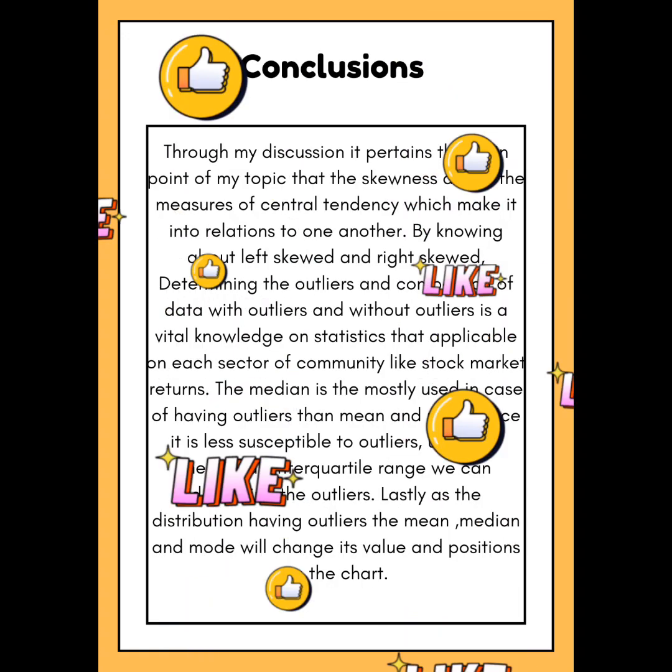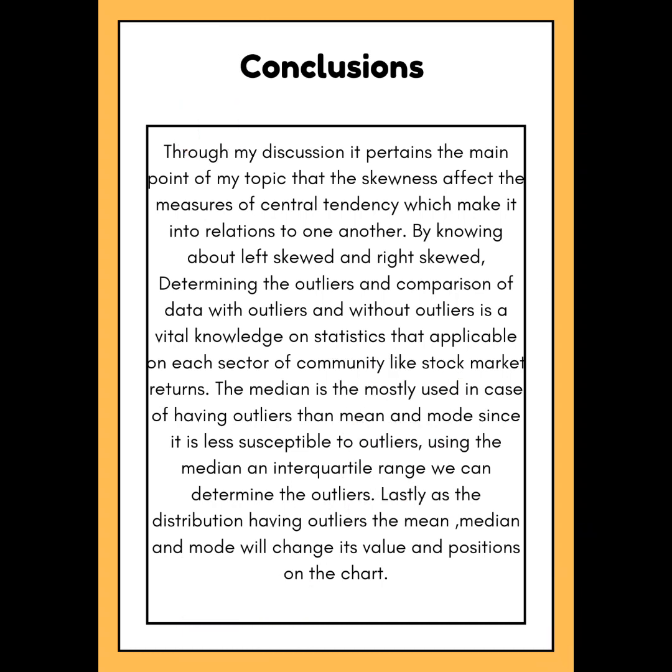Conclusion. Through my discussion, the main point of my topic is that skewness affects the measures of central tendency, which relates them to one another. Knowing about the two types of skewness, determining outliers, and comparing data with and without outliers is vital knowledge in statistics that is applicable in every sector of the community, like stock market returns.